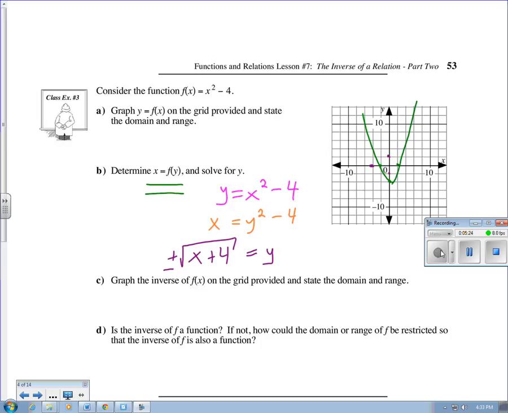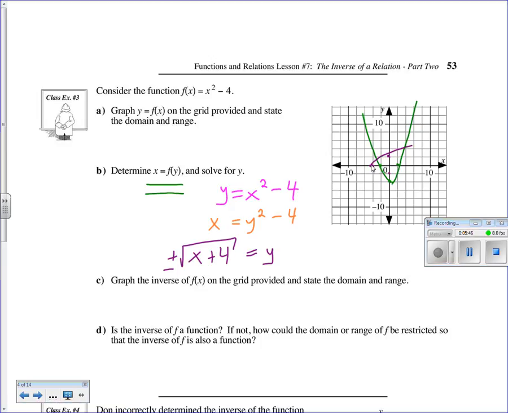So I found some points. When x is minus 4, I get a 0 on the x-axis, and it's going to cut the y-axis at 2 and negative 2. So when x is 0, the square root of 0 plus 4 is 2. I've got another graph that looks like this. Try to cut that really close. And you'll notice that my new graph fails the vertical line test. That just is not good.